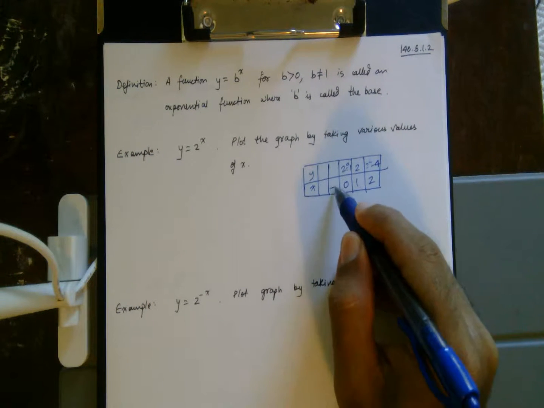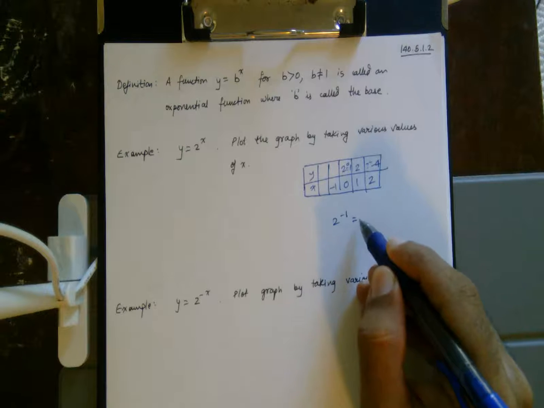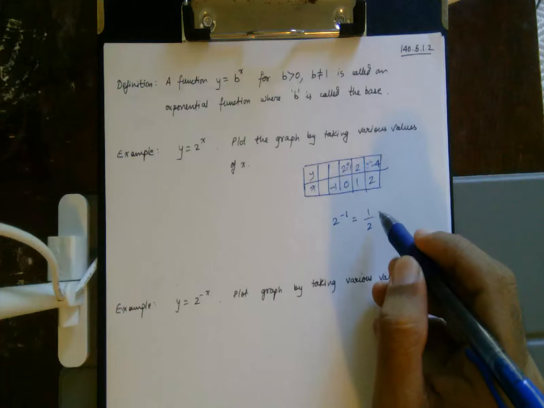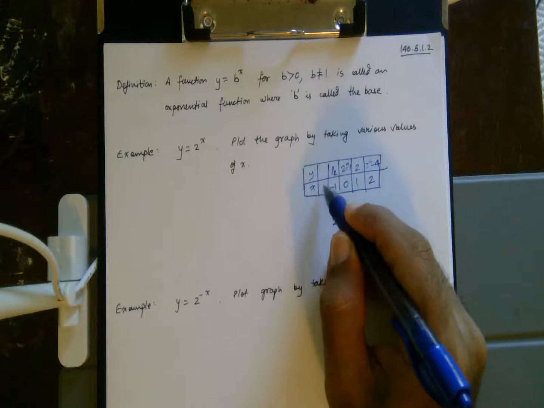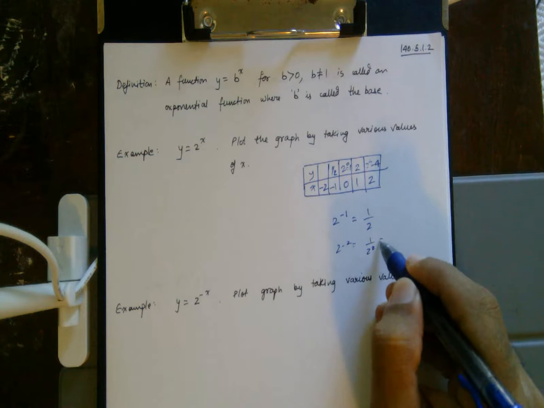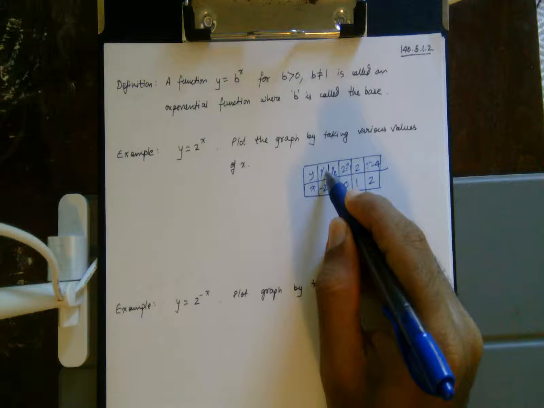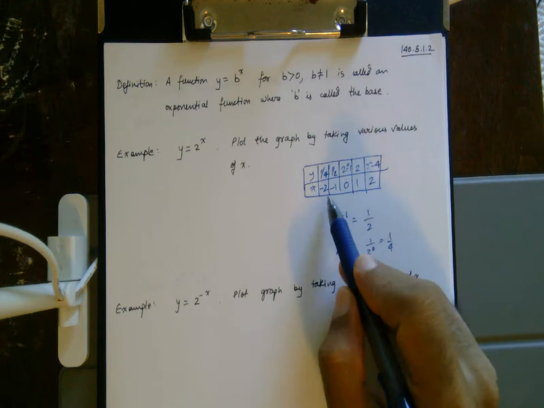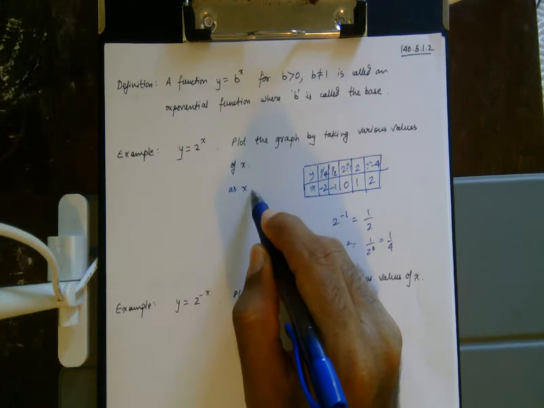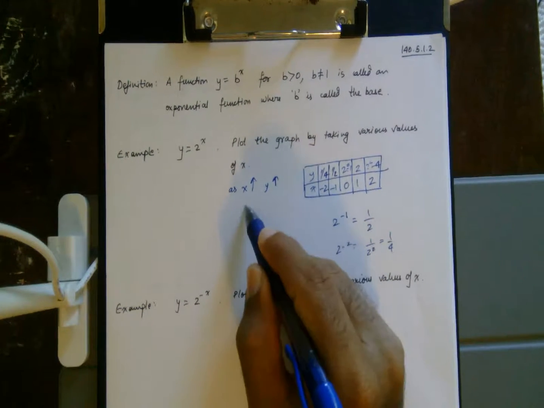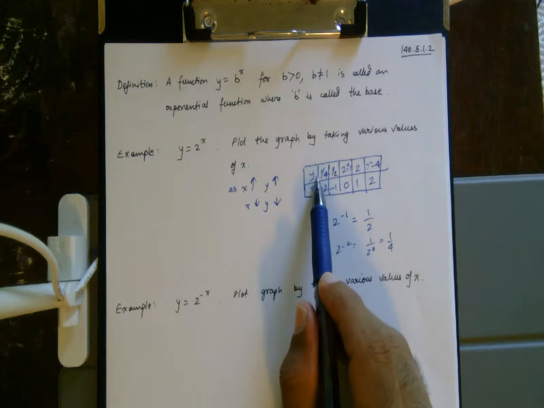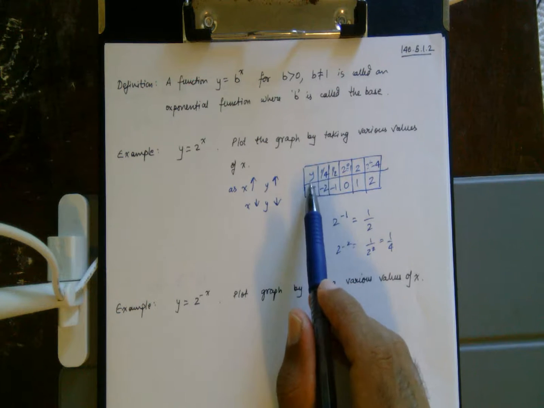What if it's negative? Then you get 2 to the negative 1, which you know by the laws of exponents, or just by notation, means 1 over 2. Negative 2 would mean 1 over 2 squared, which is 1/4. So if your input is positive and increasing, then the output increases. As x increases, y increases, and as x decreases, y decreases. But y can never be negative. It just becomes smaller and smaller.